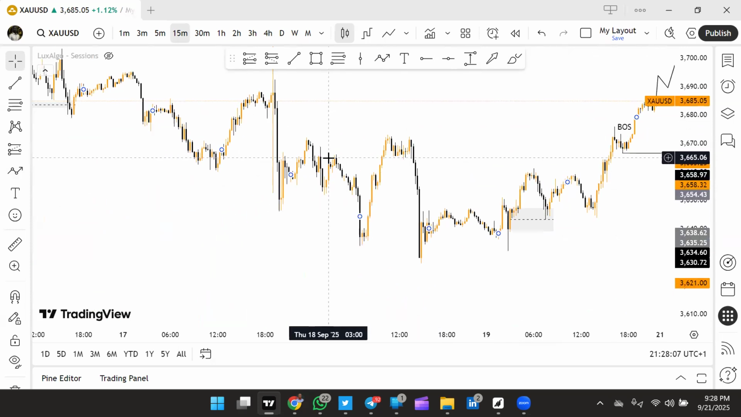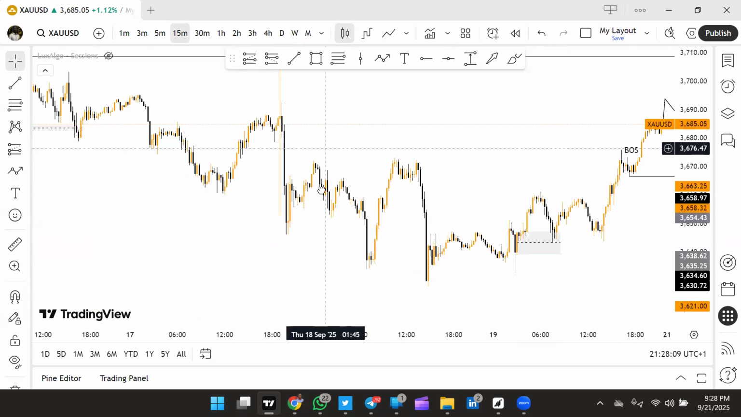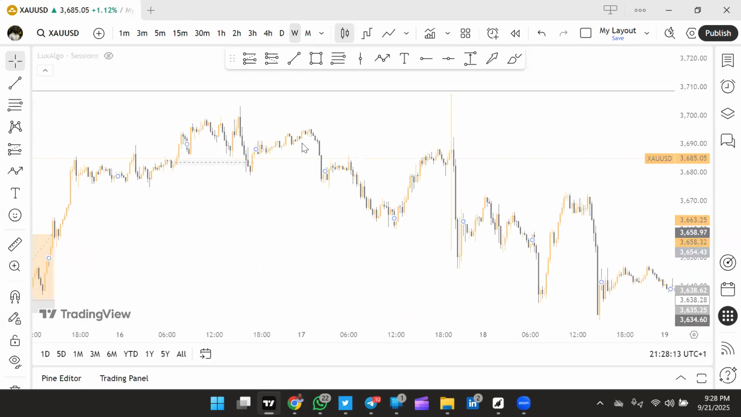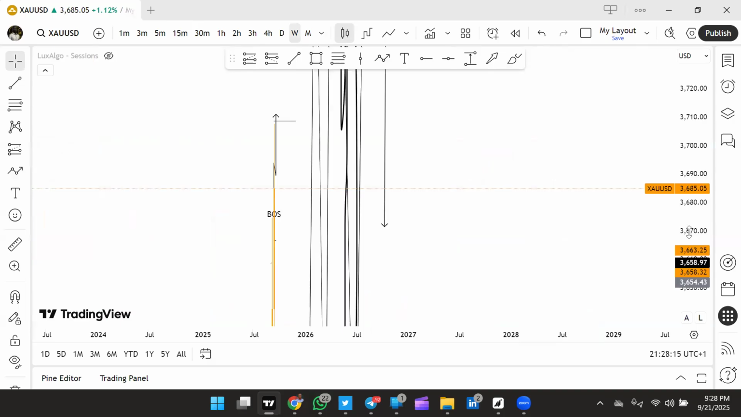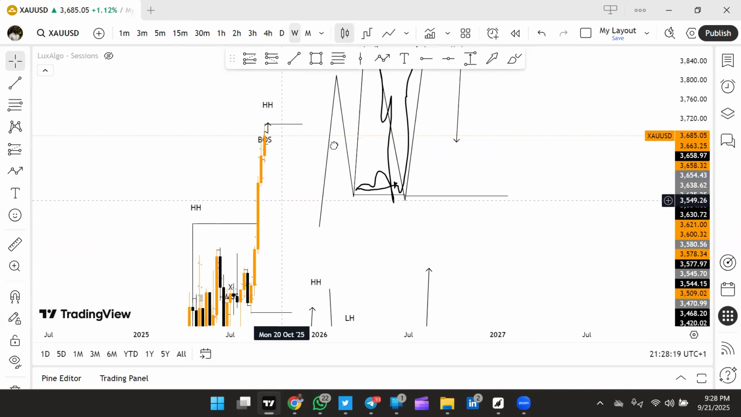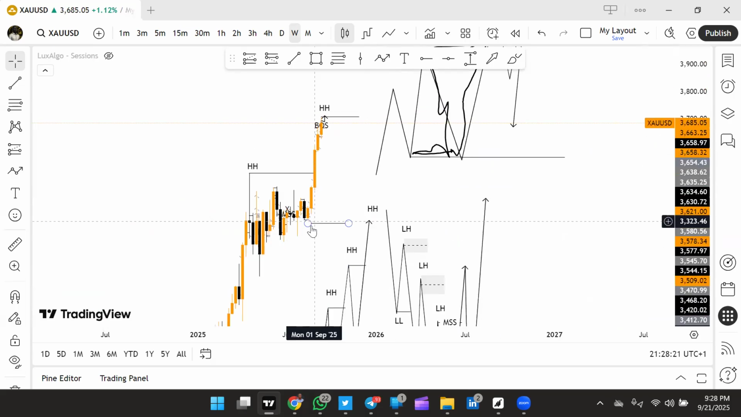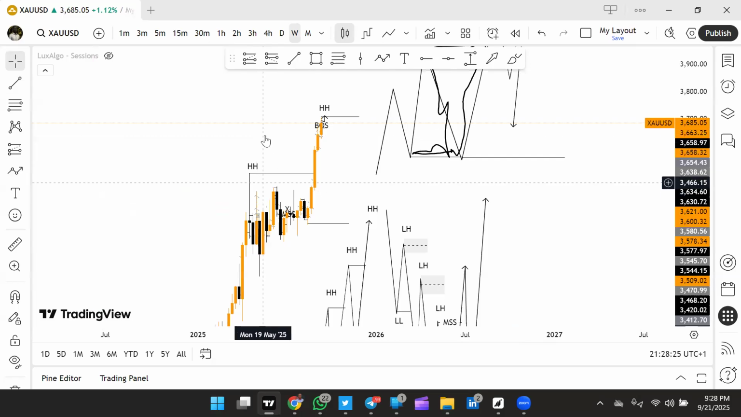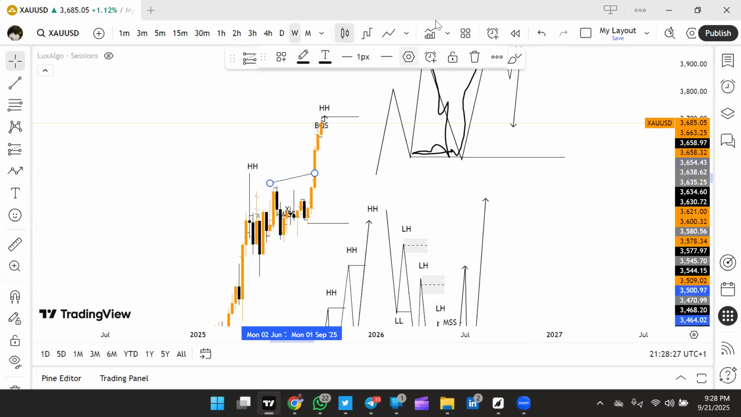So I don't know if I'm making sense. Let me go over it again. I said on the weekly time frame, our narrative was that the market has been buying for the past 5 months. The market is clearly bullish for the past 5 months, and a recent structural high is taken. So we are cautious.